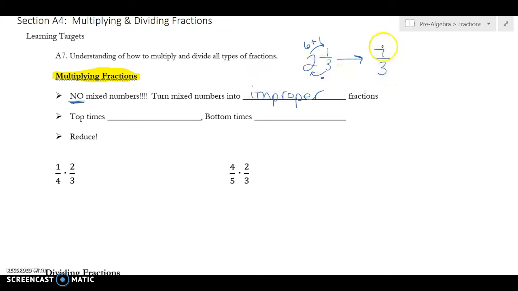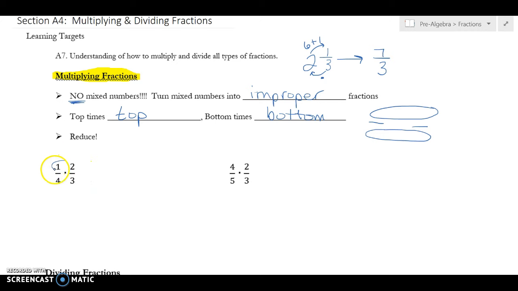All right, once you have all fractions improper or non-improper, you just are going to do top times the top and bottom times the bottom. So you just go straight across. I do the top, and then you do the bottom. All right, and then finally you reduce. All right, so let's look at this first example.